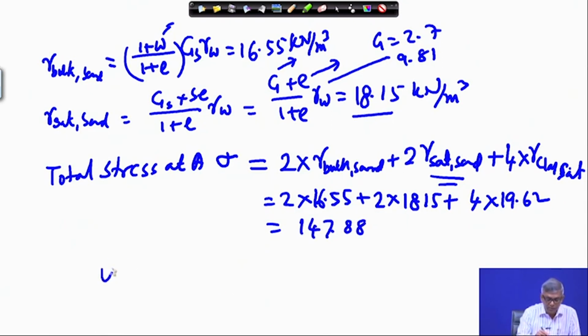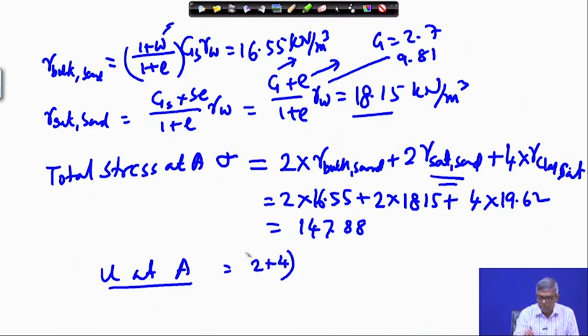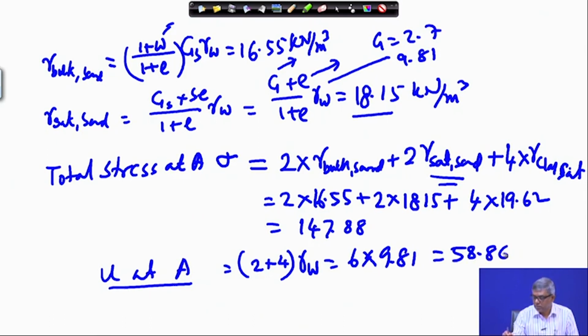And what is the U at A? You have 2 meter plus 4 meter, 6 meter into gamma W. So, 6 into 9.81 gives you 58.86. Every time the unit is important, kilonewton per meter square.